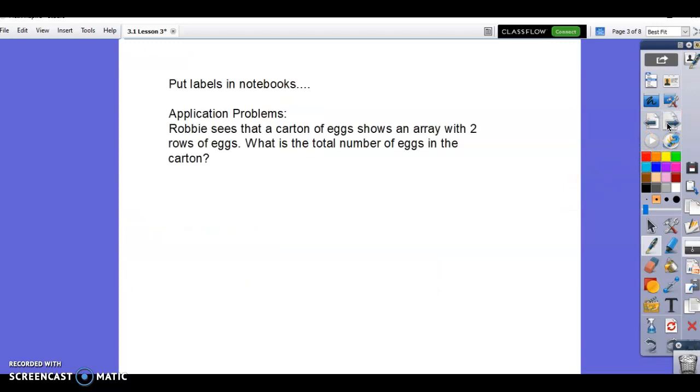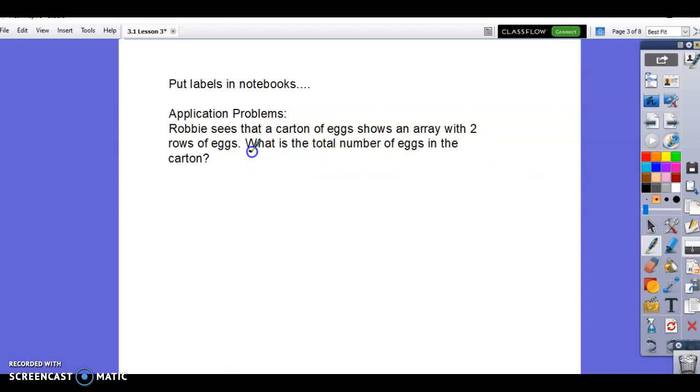Okay, now this is where you're going to need your bomb. So go ahead and get out your book of math and a pencil, and let's read this problem, and we're going to see if we can solve it similar to the way we solved it yesterday. So Robbie sees that a carton of eggs shows an array with 2 rows of eggs. What is the total number of eggs in the carton? Okay, so now we're ready for this.